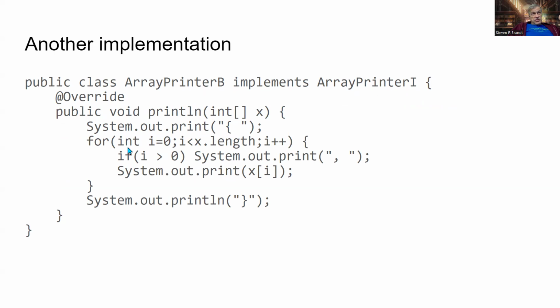And then I'm going to have a more traditional for loop here. And only if i is greater than 0, I'm going to print a comma and then a space, because what I want to do is put a comma and a space between each value. And then I'm going to print the value. And finally, I'm going to do a println, so that's got a new line in it because of the ln. And I'm going to put a closed curly. So this is going to put an open curly, then all the values separated by commas, and then a closed curly. And that's how ArrayPrinterB is going to work.